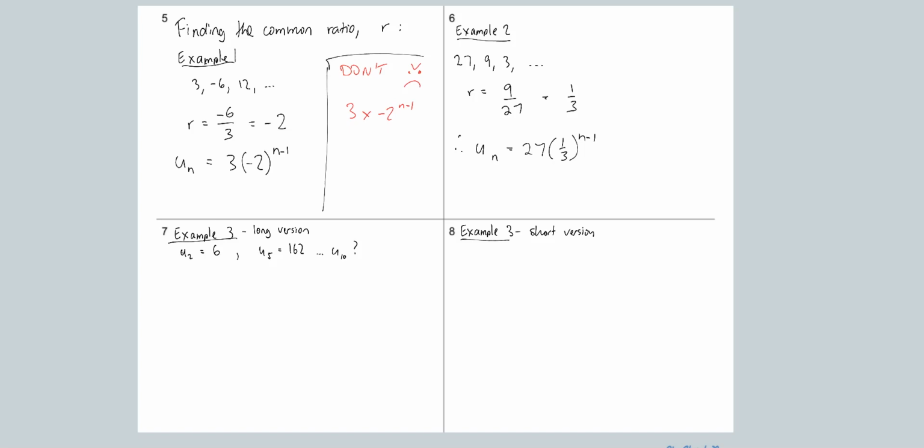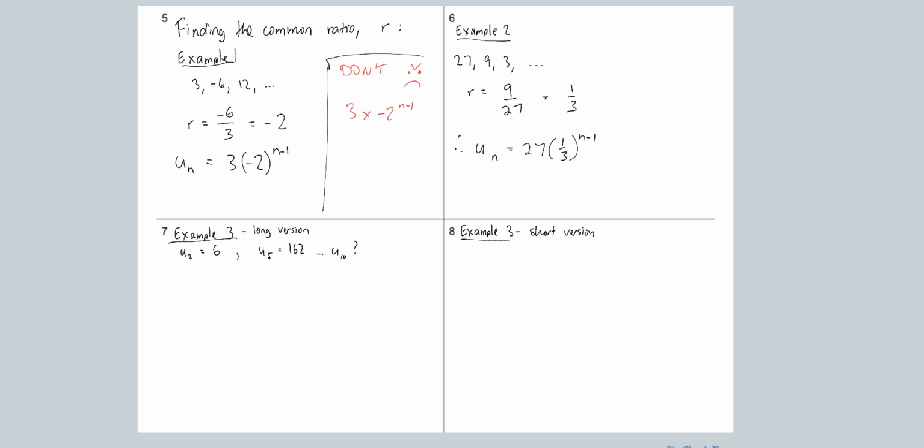Okay, example 3. This is where it gets a little bit more interesting, I think. It's one of those ones where you don't have the initial term or the ratio but you need to somehow work it out. If you remember, the way we did it with arithmetic sequences is by simultaneous equations. We use a similar technique with this, but it's actually easier. This is the long version. I'll give you the short version in a second. But it starts off similarly.